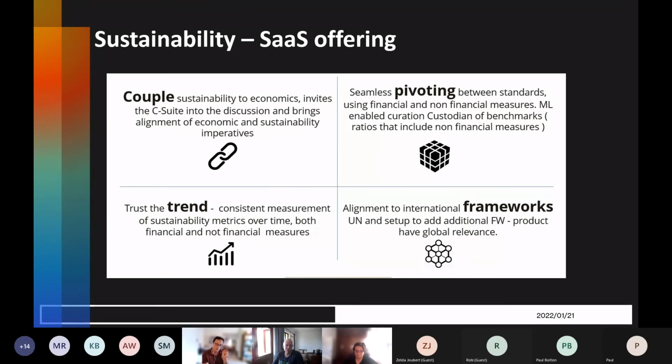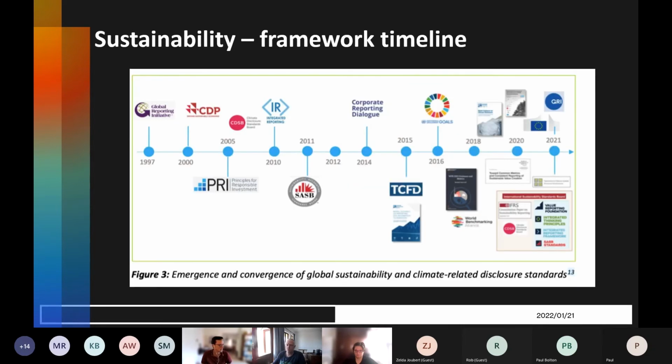So there's a software product here where we need to couple sustainability to economics. That's a mapping problem. Then pivoting, that's a dimensional problem. Trending, we all understand that. And then this construct of frameworks, that's actually a reference data mapping challenge. Those four things make up the offering that we need to take on. Those are the kinds of challenges that the sustainability initiative brings. Next slide, please.